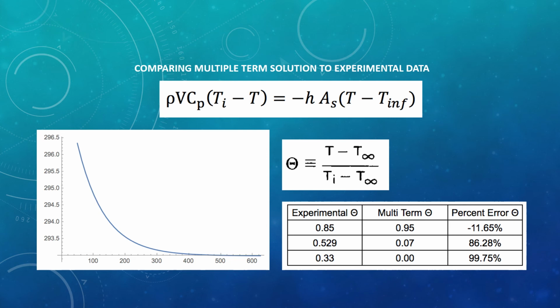And then we did multiple term solutions. We used this equation and plugged it into a solver in Mathematica, and then graphed that solver, and found at 600 seconds where it lies on that graph. And then we took that temperature and plugged it into the theta equation as seen on this slide, and we found our percent errors and everything else.